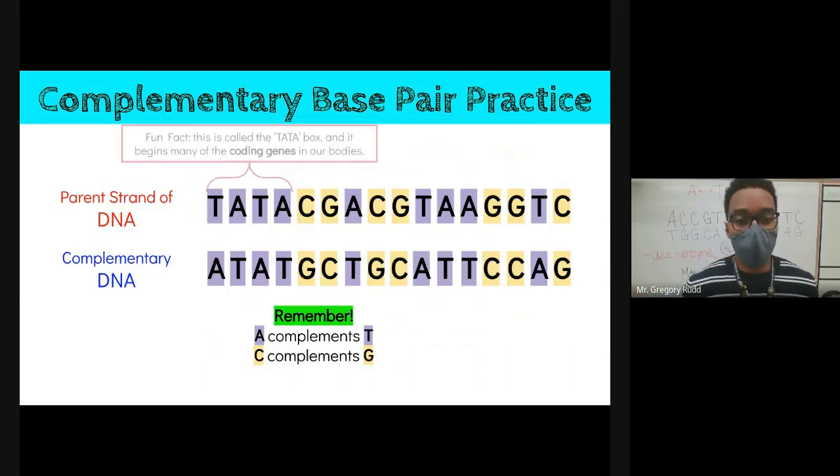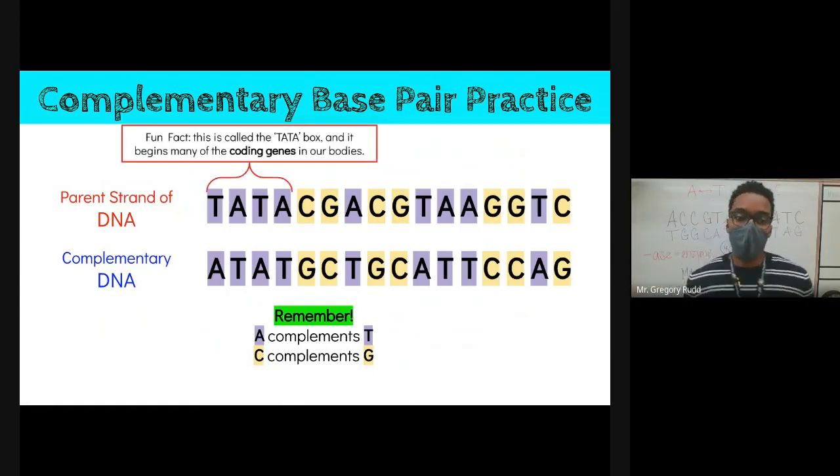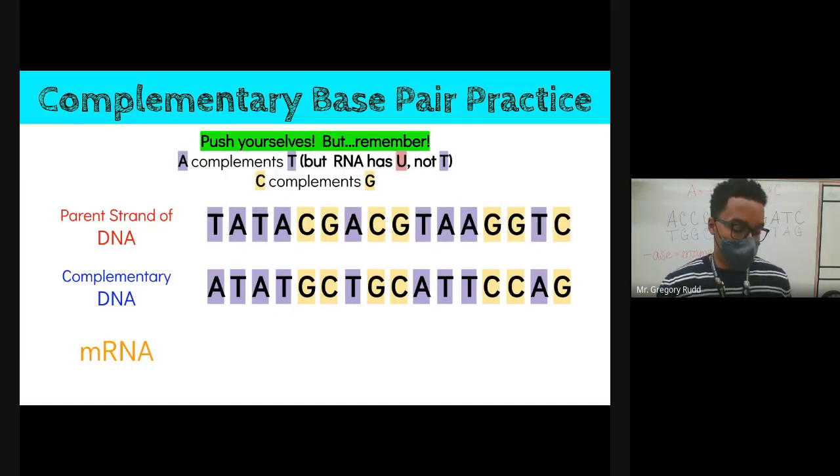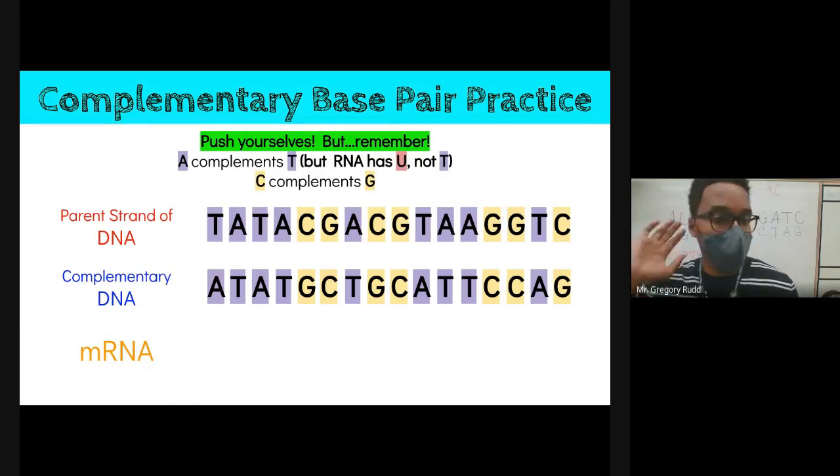Now, one cool thing to mention before I move on: the first four bases in this strand, TATA, we call that the TATA box. It's a funny name, I know, but it's an important area of most genes in our body. This is typically the symbol that a new gene is starting. And so we see this same TATA box appearing at the beginning of many important genes in our bodies. Keep that in mind.